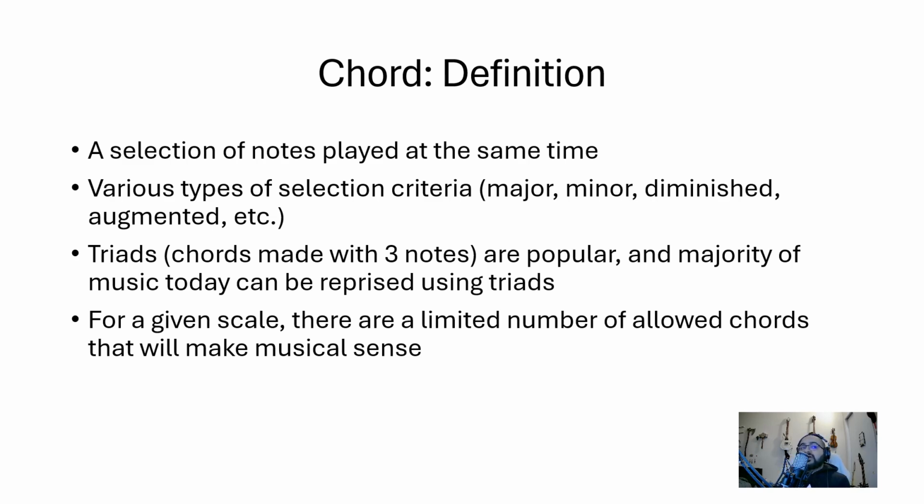We're going to get into triads. Triads are chords made out of three notes, and a good amount of songs out there today that you listen to on radio or reels or anything, most of the music today could be broken down as a combination of triads from a given scale. Then you have a limited number of scales and a limited number of chords that can be allowed within a scale to make musical sense.